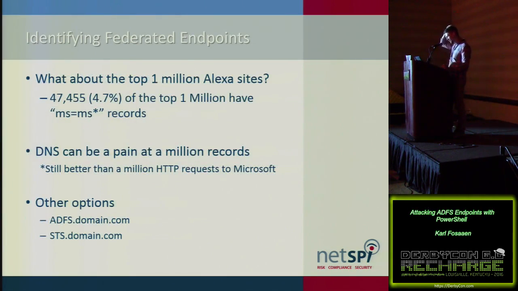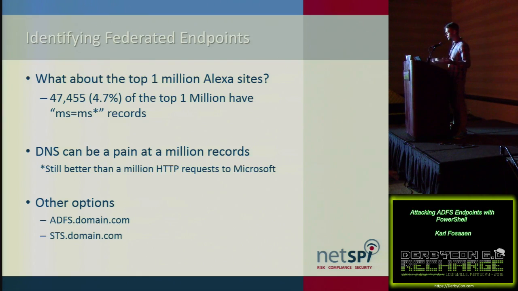Anyways, so looking through the top million TXT records for the Alexa sites, I found that 47,455 had the ms equals ms star record. So that's kind of the footprint we're dealing with here out of the top million. It may not be the best sample set to look for this kind of info, but it seems like there's pretty good adoption for federating with Microsoft or having some kind of connection out there. DNS is kind of a pain doing a million record lookup. It's better than sending a million web requests out to Microsoft. So I guess you're welcome, Microsoft. I didn't want to get in trouble with them for sending a whole bunch of requests to see who's federated and who's not.